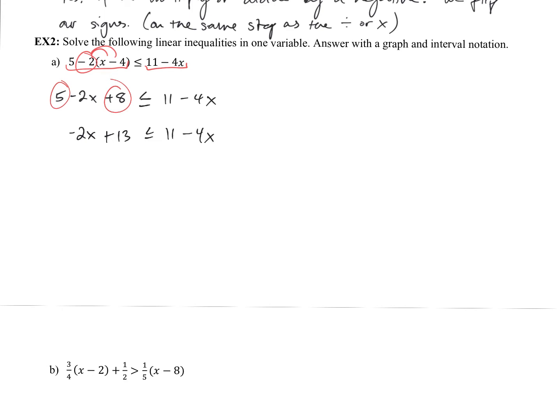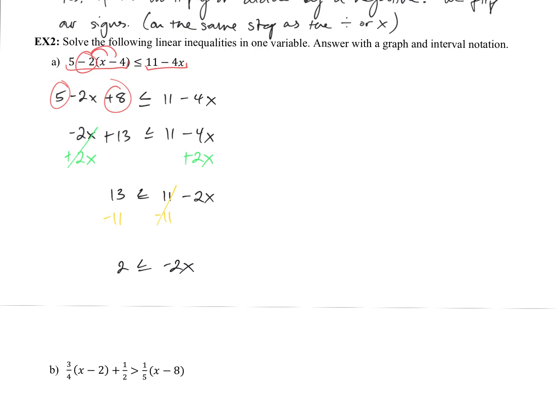Let's go ahead and add 2x to both sides. Okay, so since we added, we don't need to worry about flipping our sign. And let's go ahead and move an 11 to the other side. So that means I'm going to subtract 11 to get rid of that positive 11. Okay, so once again, we still don't flip the sign because we only added and subtracted. So now we're trying to get our variable by itself.